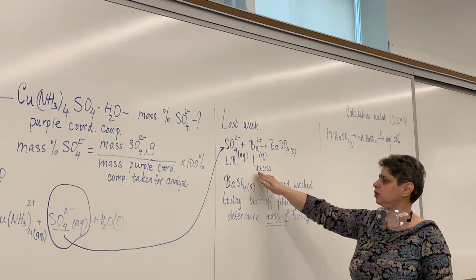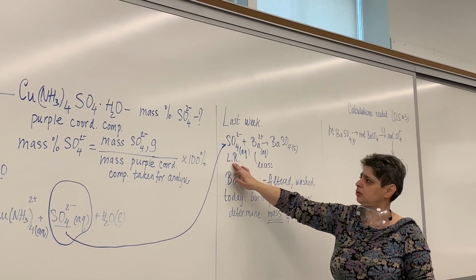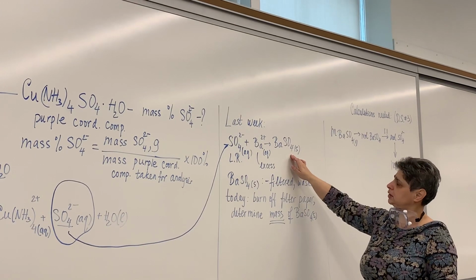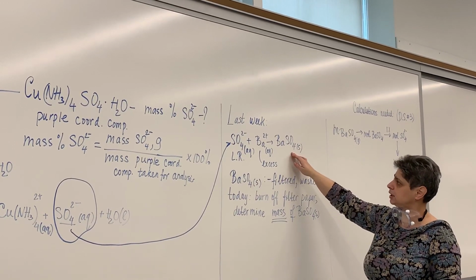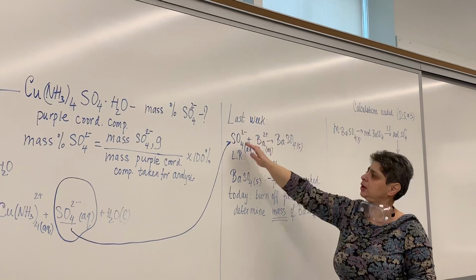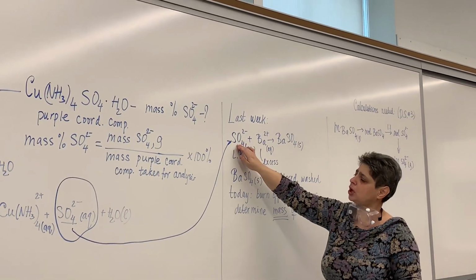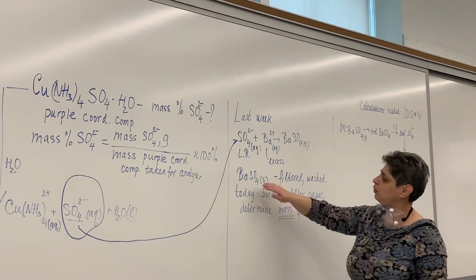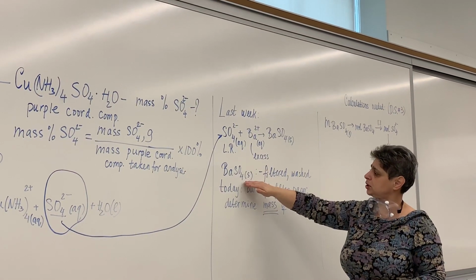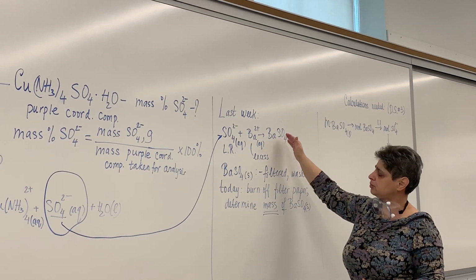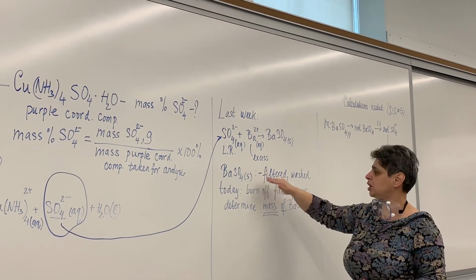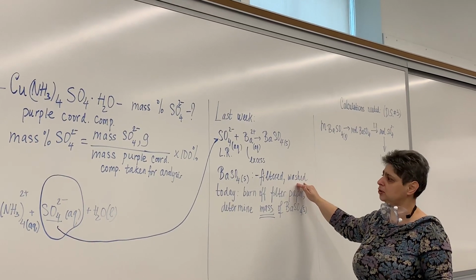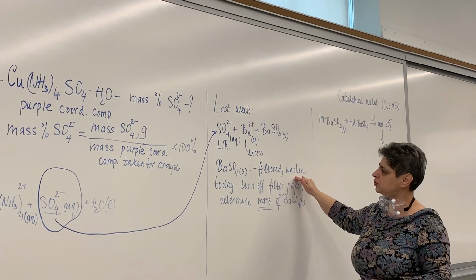We added barium chloride in excess, making our sulfate ion a limiting reactant, so that by finding the mass of barium sulfate produced, we can then figure out how much sulfate was in our solution and hence in our purple coordination compound. We also looked at the procedure that covered precipitation of barium sulfate, then its filtration and washing to remove chloride ions. If you are not familiar with that, please watch the previous videos posted.